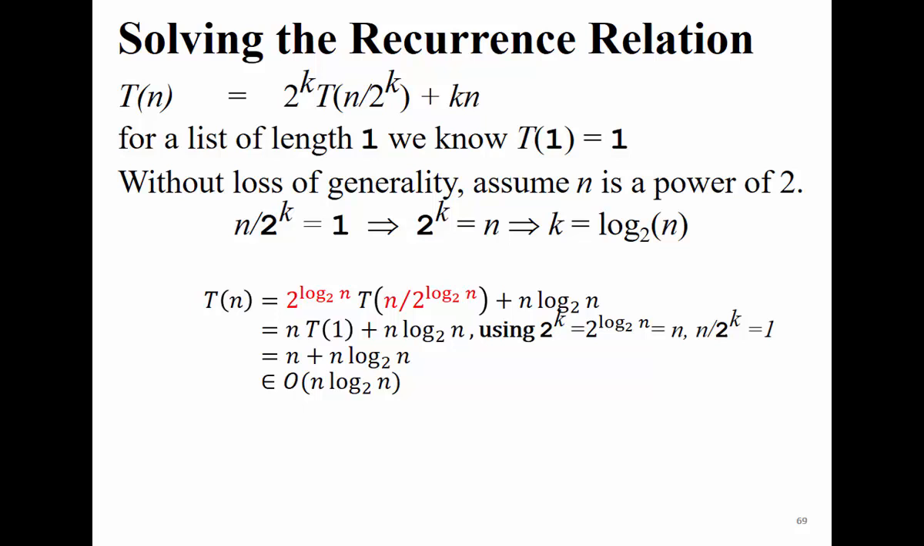It makes it simple for you because in the calculation you see here 2 to the power k times T of n divided by 2 to the power k, which indicates that assuming n is a power of 2 will simplify the calculation. Now I end up with the result here, n log n, without any assumption that n could be a power of 2 or maybe not.